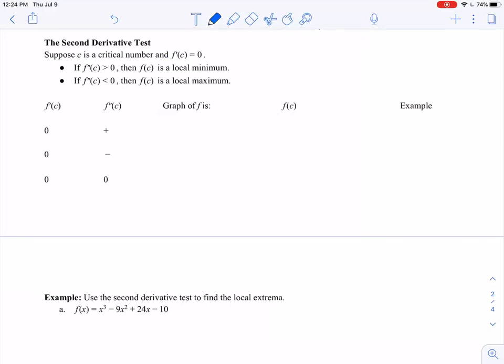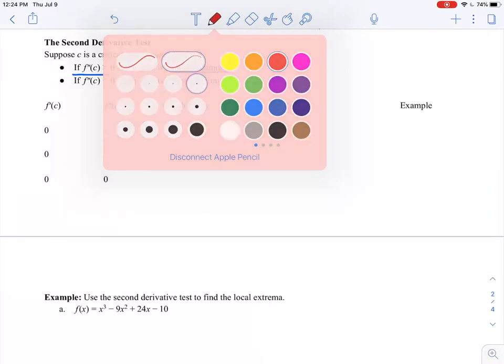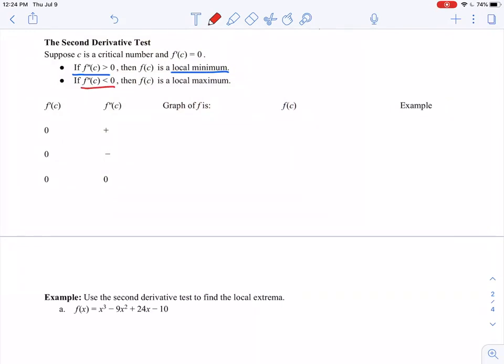If f prime of c is undefined, or f prime of c does not exist, then the second derivative test is not going to work for us. Then we need to fall back to the first derivative test. If the second derivative is greater than 0, so if f double prime is positive, then f of c is a local minimum. On the other hand, if f double prime of c is less than 0, so if the second derivative is negative, then f of c is a local maximum.